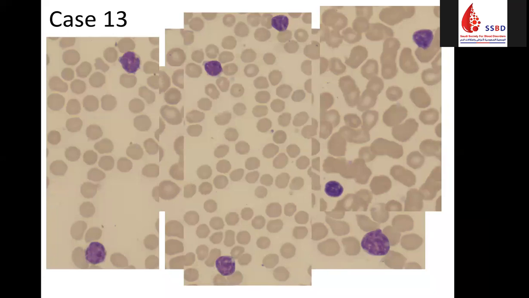Patient is an adult with lymphadenopathy. Any clue from the morphology? What do you think? Yes, yes. At least 3 of you got it. Suggestive for follicular lymphoma.